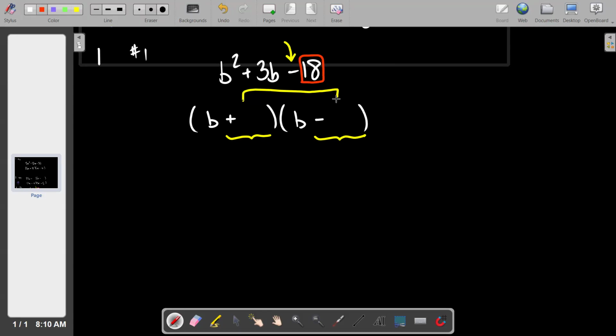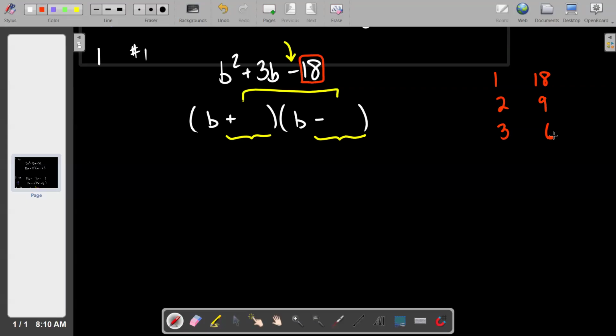And I don't have to say negative because I already took care of that by putting a positive and a negative. So now we go through all of our times tables and we say, okay, here are all the ways to make 18. 1 times 18, 2 times 9, and 3 times 6. That's every factor pair of 18. You're still up to speed?